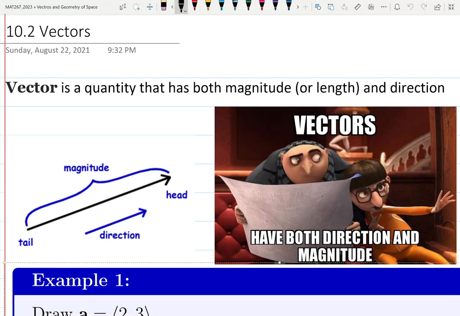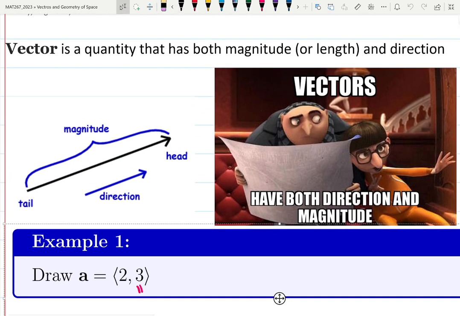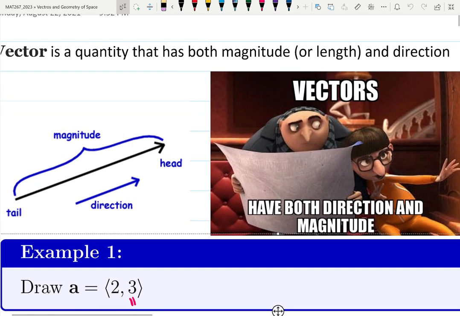Vectors. A vector is a quantity that has both magnitude, or length, and direction. That's exactly what the joke in the movie was. Vectors have both direction and magnitude. Magnitude basically is length, or how big the vector is.